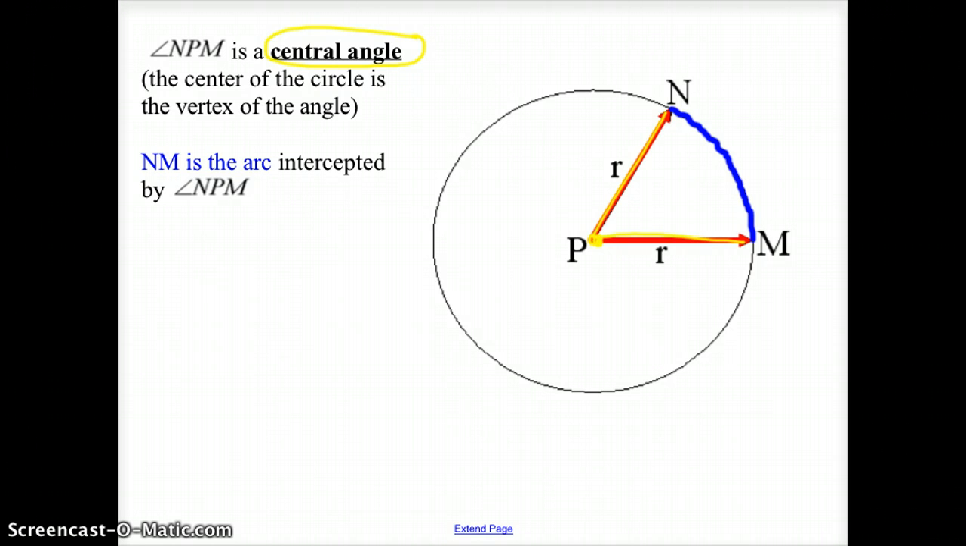Another definition we have here is the word arc. An arc is a portion of the outside of the circle. In this picture, N to M is an arc that is intercepted by the angle NPM. What we will learn eventually is how to measure the length of an arc on a circle.